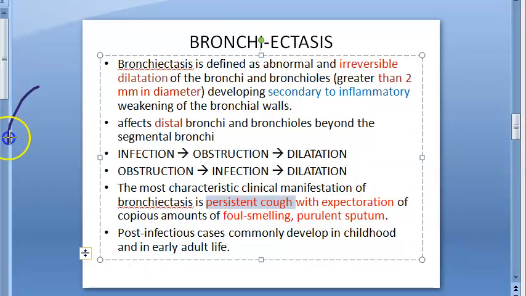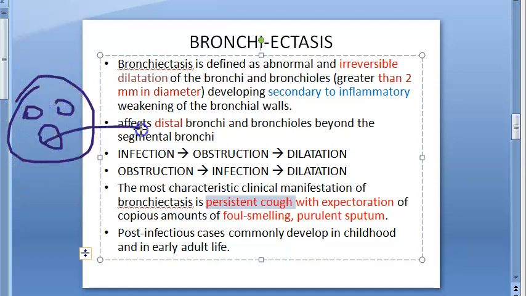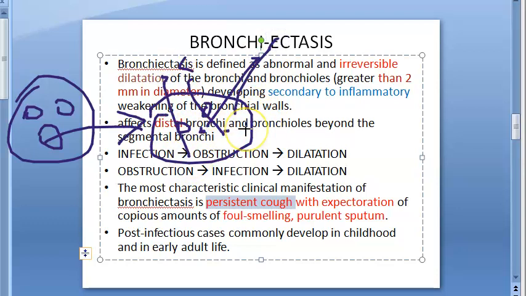So guys, this man is there. He is coughing a lot and he is producing what? Copious amount of sputum, which is having pus. So it is purulent, foul smelling, lot of bad smell from the sputum, lot of cough, expectoration, etc. It could be what? Bronchiectasis.